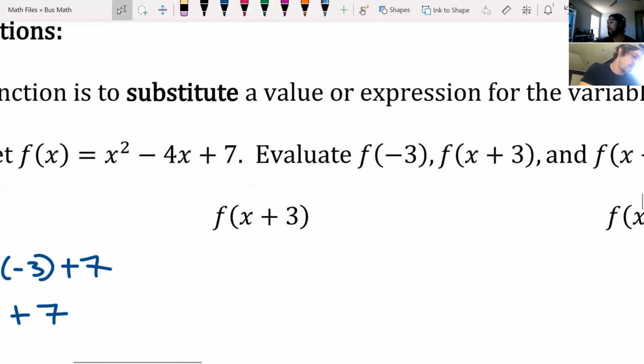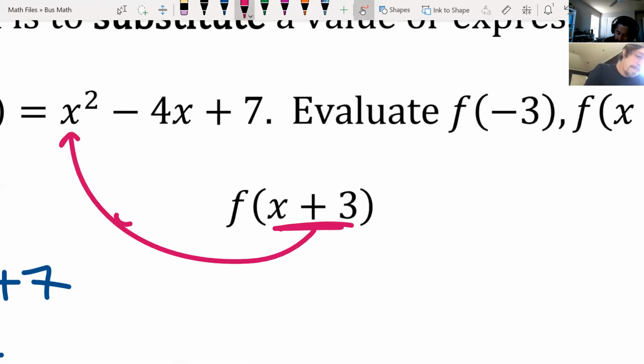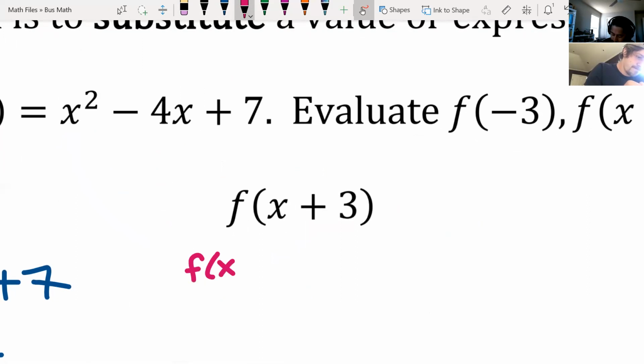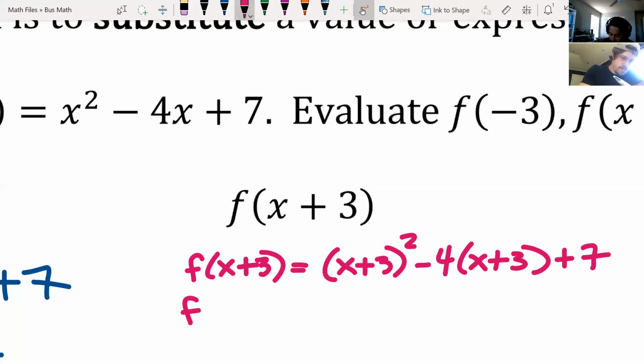Okay, next, same thing. We are now going to take x plus 3 and plug it in for every x. Yes, probably sounds confusing. We take all of this and we plug it in for every x, just like the last one. So f of x plus 3 will give me (x plus 3) squared minus 4 times (x plus 3) plus 7. No different than the last one. We're just plugging in more terms now. And now all we have to do is simplify.